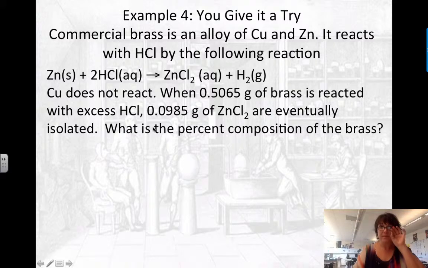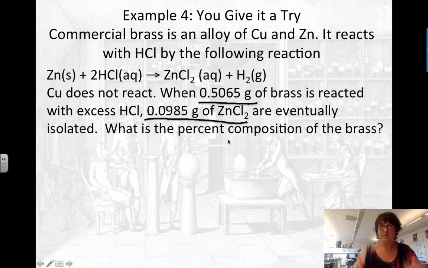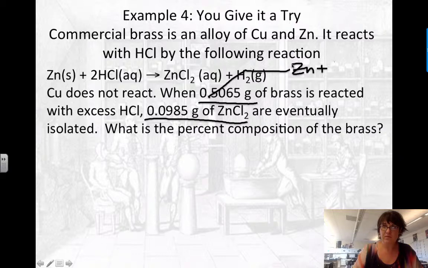Okay, here's our last one. Commercial brass is an alloy of copper and zinc, and it reacts with hydrochloric acid by the following reaction, where zinc reacts with the hydrochloric acid, but the copper does not react. So if we have 0.5065 grams of brass reacting with excess hydrochloric acid, then eventually we can isolate the zinc chloride so that all the zinc is used up. So if we can go from grams of zinc chloride to moles and then grams of zinc, then we'll know how many of this is zinc and the rest would have to be the copper. So let's work this one out.